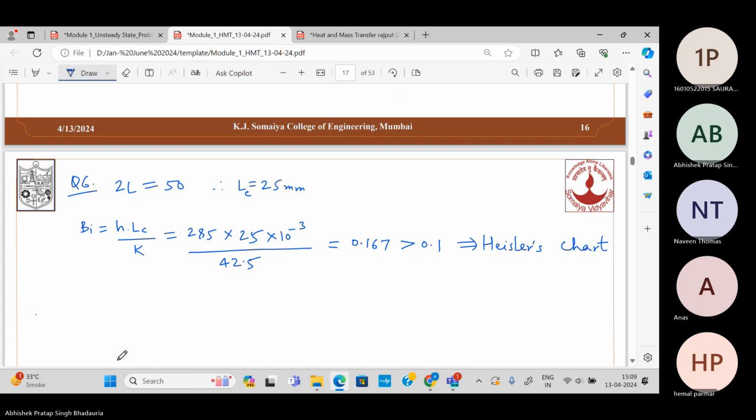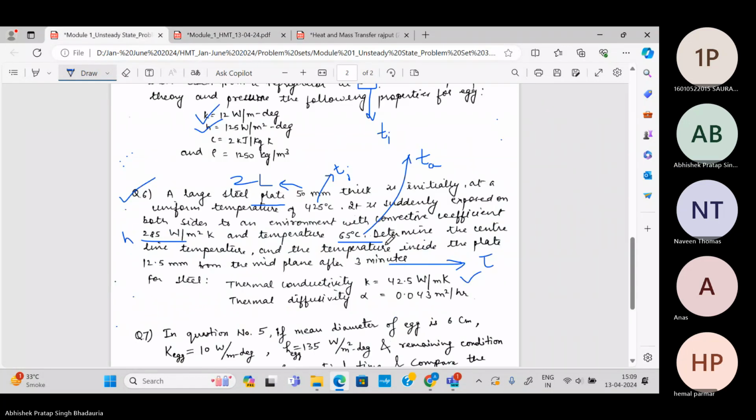So 1 upon Biot number is equal to 1 upon 0.167. The calculated value is 5.988. And how can you calculate Fourier number? Fourier number is equal to alpha tau by Lc square. What is the value of alpha? Let's see the value of alpha. The alpha value is 0.043 meter square per hour.